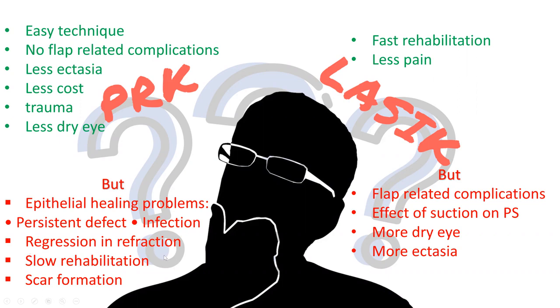PRK is famous for its regression in refraction. So it is very common that those patients will have recurrence of their refractive error, especially for hypermetropia. For patients with hyperopia, most practitioners don't use PRK for hyperopia correction because of the high incidence of regression. Slower rehabilitation, as we mentioned, and scar formation, what we call the post-operative haze.